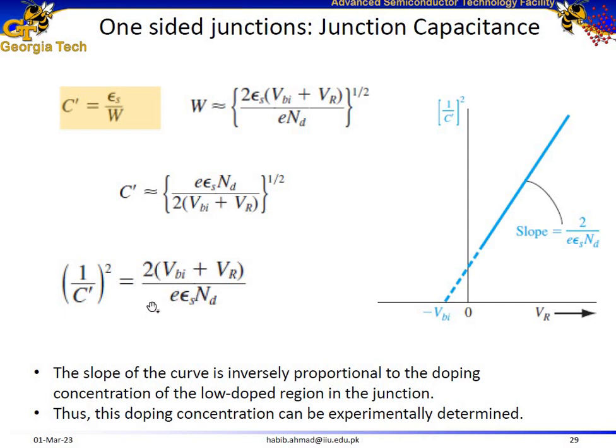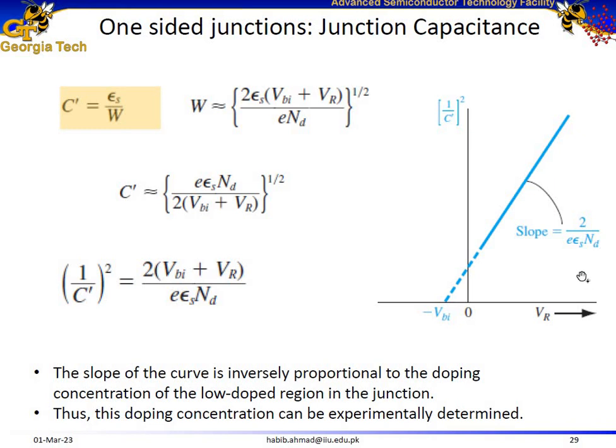And it's an equation analogous to y is equal to mx, where m represents the slope. So we have a dependent variable, which is 1 over C dash square, on the y-axis. We have an independent variable, which is VR, and we have a slope. The slope can be represented by 2 divided by charge on electron times permittivity times the donor doping.